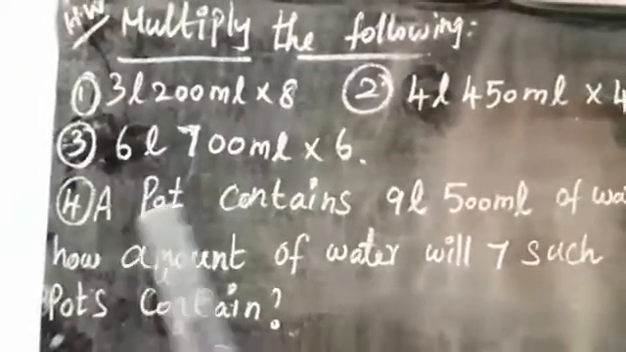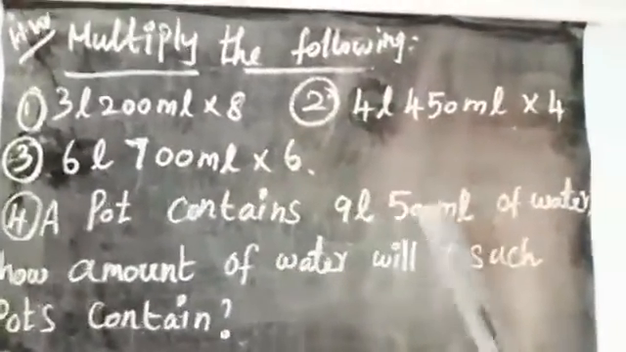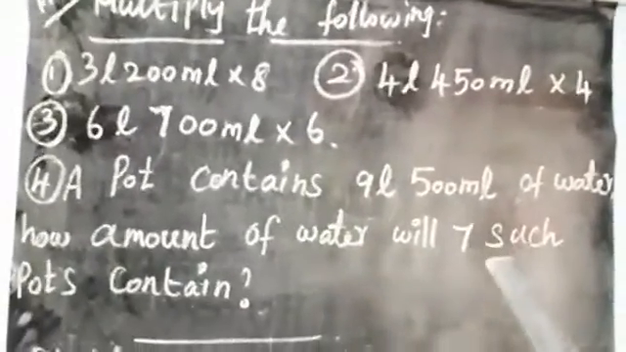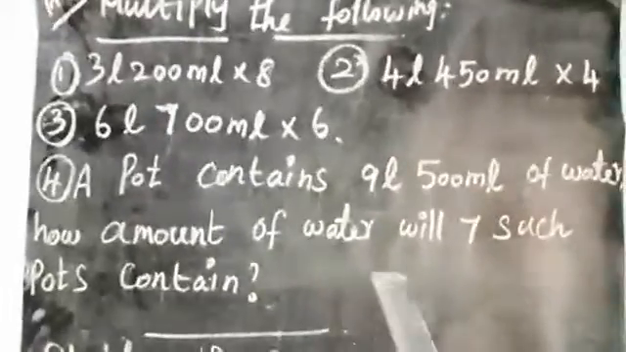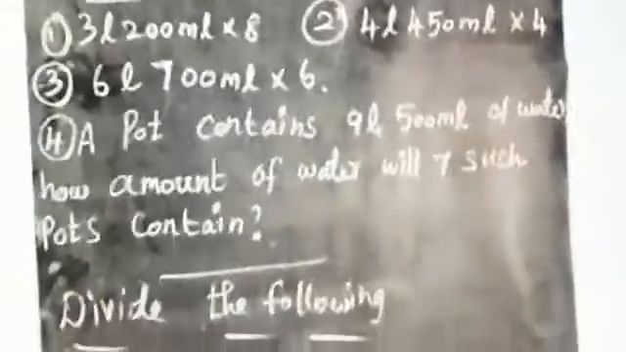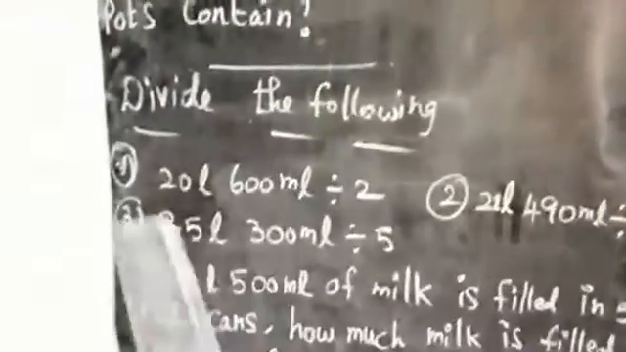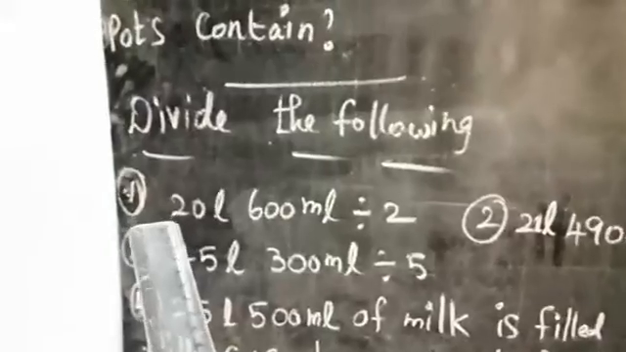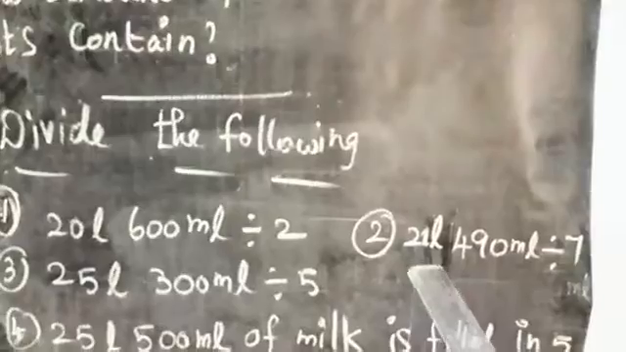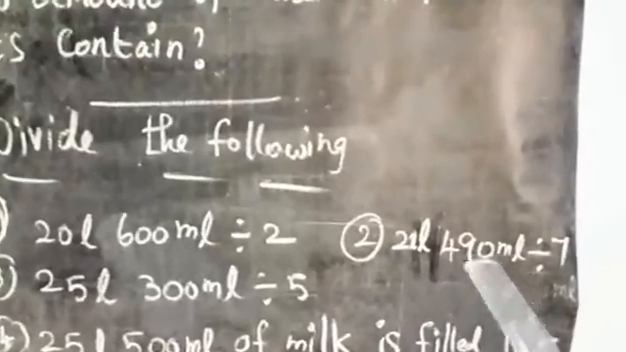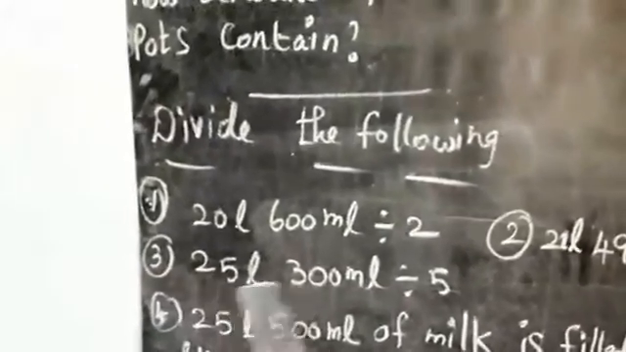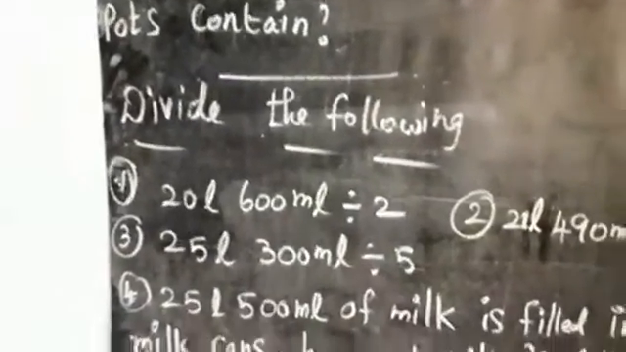Fourth one, a pot contains 9 liter 500 milliliter of water. How much water will 7 such pots contain? Just you can multiply 9 liter 500 milliliter into 7. Then divide the following. First sum, 20 liter 600 milliliter divided by 2. Second sum, 21 liter 490 milliliter divided by 7. Third one, 25 liter 300 milliliter divided by 5.